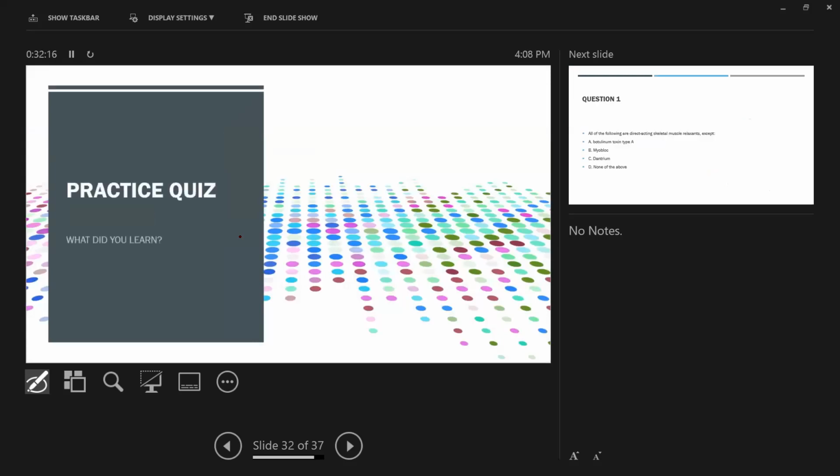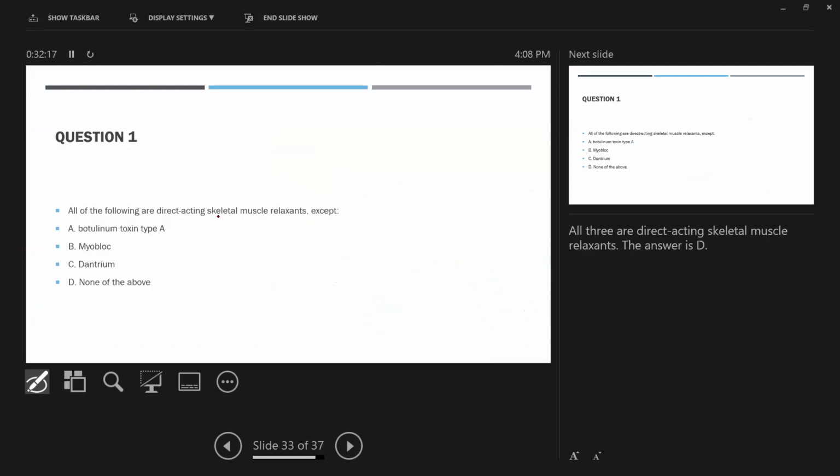All right, let's see how well you paid attention. All the following are direct skeletal muscle relaxants except: A, botulinum toxin A; B, Myobloc; C, Dantrium; D, none of the above. Well, Myobloc is a trade name of botulinum toxin type B. Dantrium's a trade name of dantrolene. All three of those are direct-acting skeletal muscle relaxants. So the answer is D.